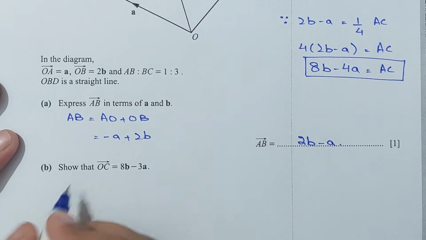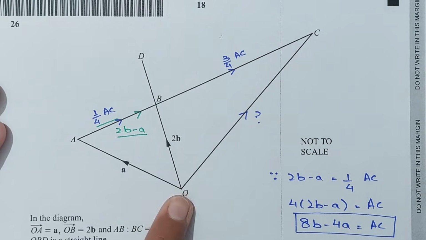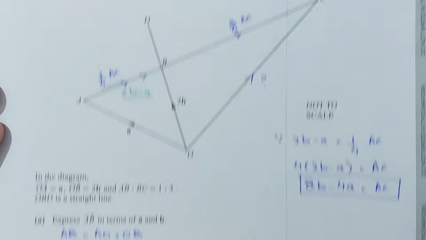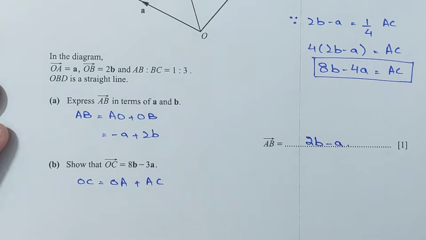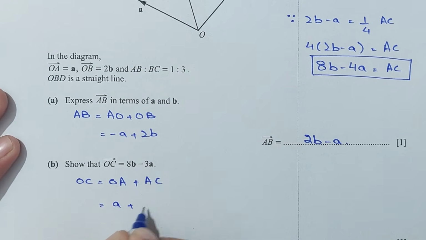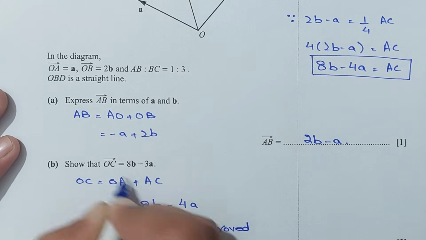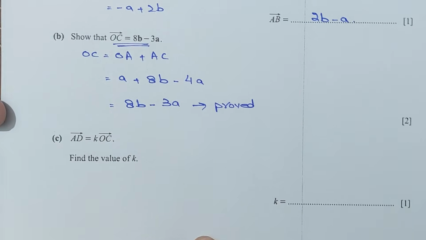Now O to C. O to C follows the path, we have to move OA and AC. We have OA, which is vector a, and we have AC as well, which is 8b minus 4a. So this is 8b, and a minus 4a becomes negative 3a. This is proved, right?